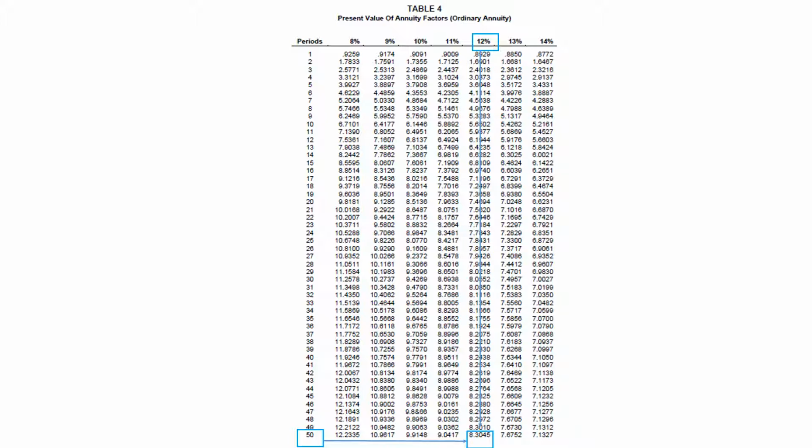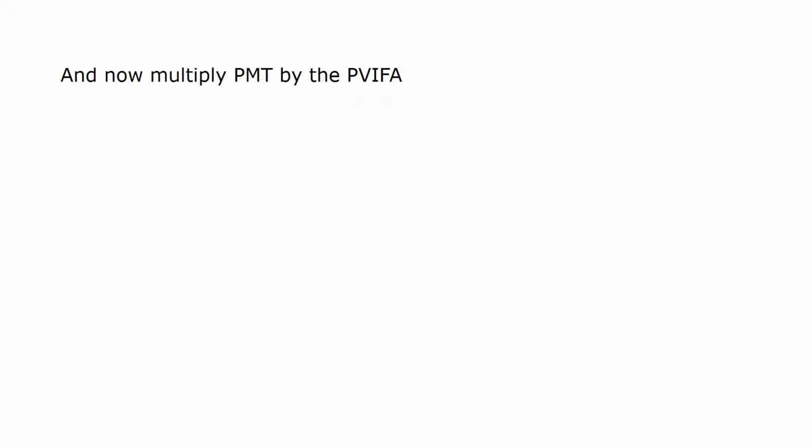8.3045. What I will do now is to multiply the payments I have from the question with the present value interest factor of an annuity. The present value interest factor of an annuity is the number I have just found on the table. It will look like so, and my answer will be $8,304,498.488. This is the same as the answer we got using the financial calculator as well as the scientific calculator.